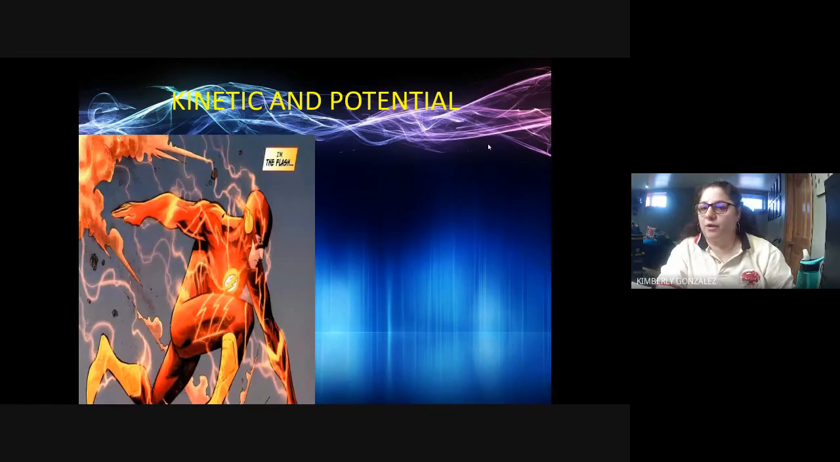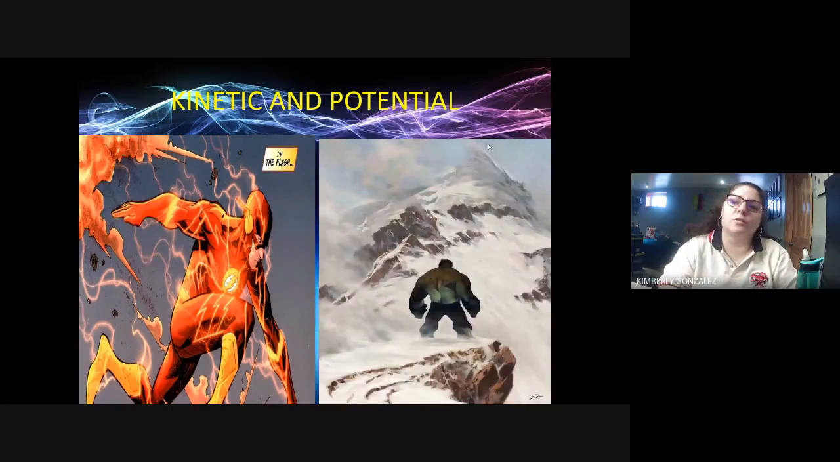Kinetic energy is the energy of motion. Potential energy is your stored energy. Okay, the Hulk doesn't really like to fight, whereas the Flash likes to run. The Hulk likes to stay hulky, whereas the Flash likes to run. So it's the difference between kinetic and potential.